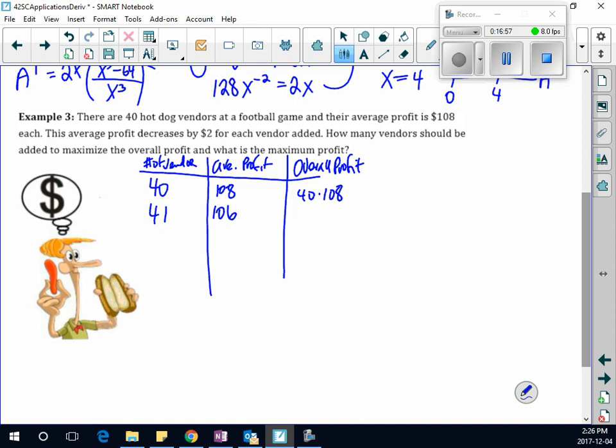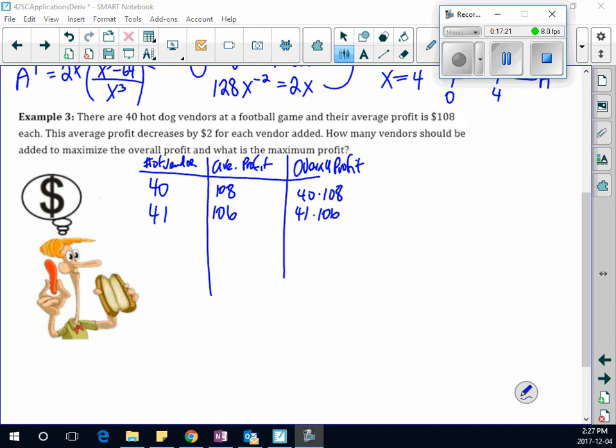I will repeat. It says the average profit decreases by $2 for each vendor added. So if I add a vendor, it goes up by 1, which means this goes down by 2. This is number of vendors, this is average profit, this is overall profit. So again, what do I get? It'd be 41 times 106.